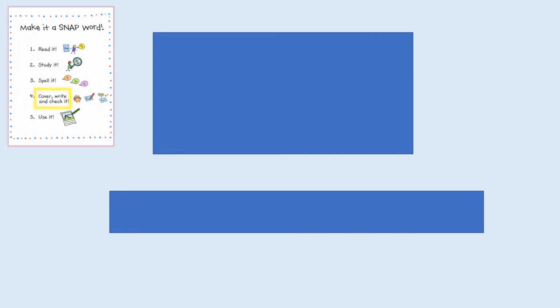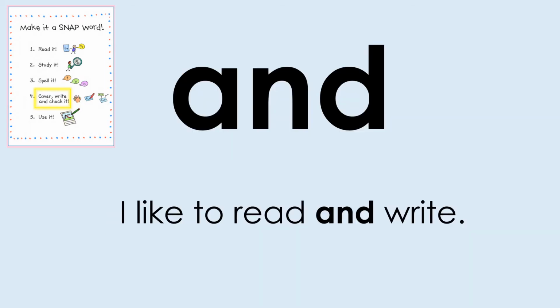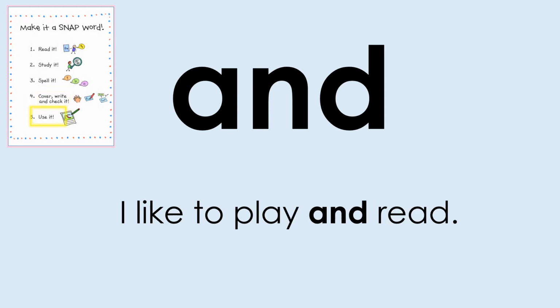Are you ready to check it? Let's check it. A-N-D, and. A-N-D, and. You can always go back and try it again if you made a mistake. Now we have to use it. How can you use the word and? I use it in another sentence. I like to play and read.